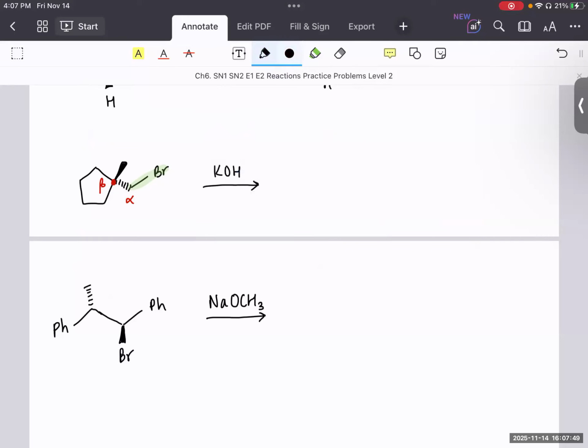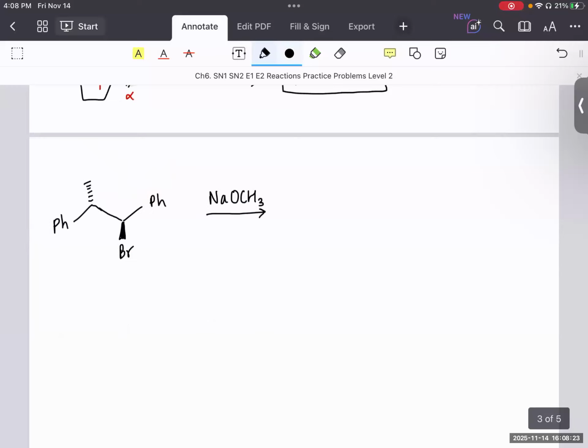And so here we actually see that we don't have a hydrogen available on that beta carbon. And so the process of looking for that antiperiplanar hydrogen doesn't work. We don't need to even do that because we don't even have a hydrogen that's available for elimination. And so here we're not going to get an elimination reaction with this reagent because we don't have a hydrogen available on that beta carbon.